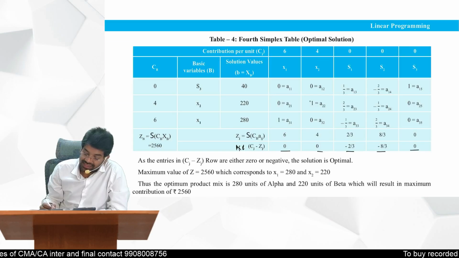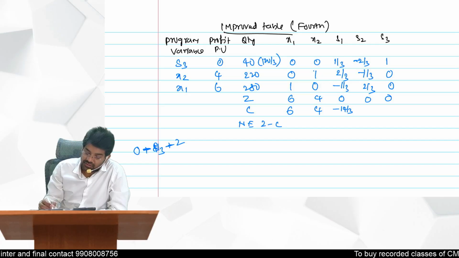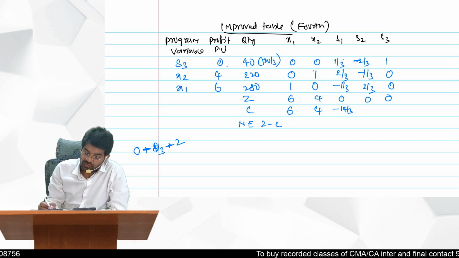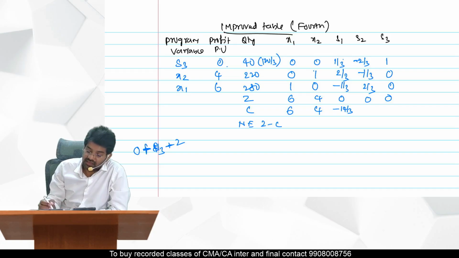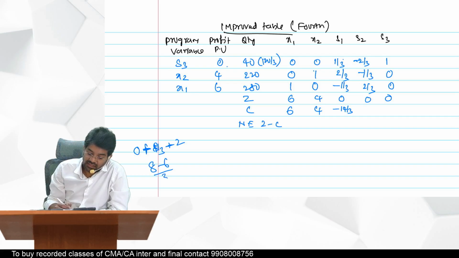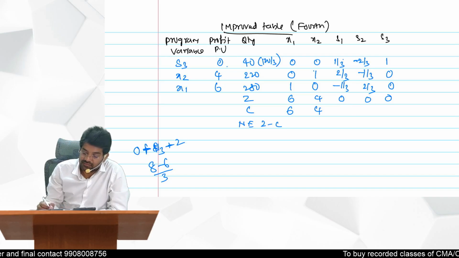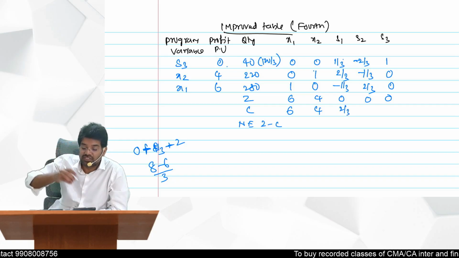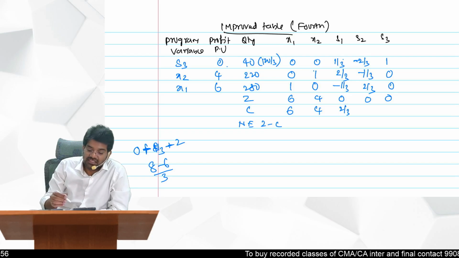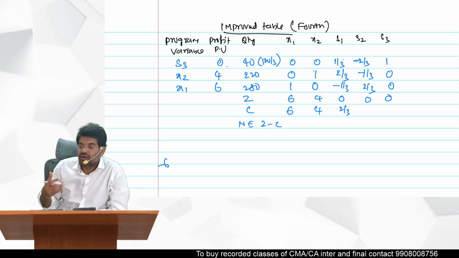For S1, it is minus 2 by 3. So minus 1 by 3 into 0, 0. 2 by 3 into 4 is 8 by 3, plus 8 by 3 only. No, okay, minus I have taken. Plus 8 by 3 minus 1 by 3 into 6 is minus 2. So this will be 8 minus 6 divided by 3, which will be 2 by 3. Yes, not 14 by 3, just 2 by 3. That is the reason it is always advisable to write those calculations in your answer, then you will not go wrong.